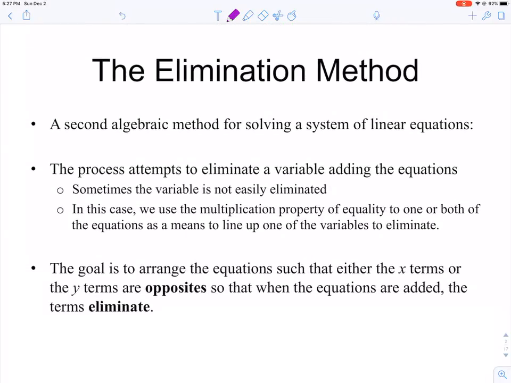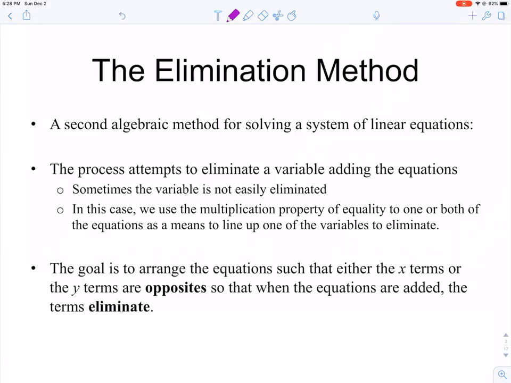Okay, so elimination method is the second algebraic method for solving systems of linear equations, right? The first method we looked at was graphing the linear system and finding the point of intersection. Then in section 5.2, we looked at solving linear systems by substitution, where we solved for one variable and then substituted that quantity into the other equation, and that allowed us to solve the system. So the process of elimination attempts to eliminate a variable by adding the equations together.